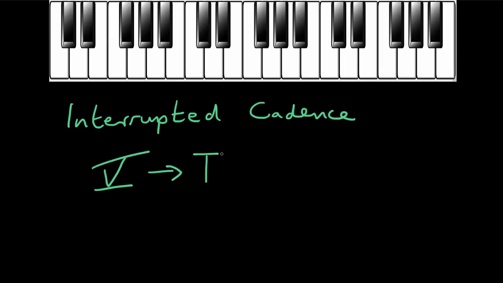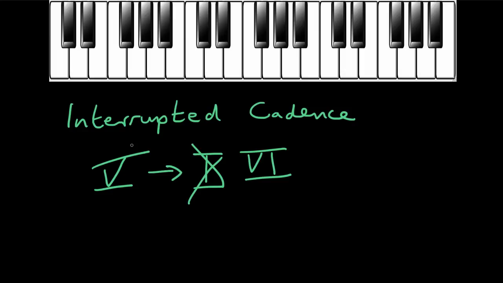Now, in an interrupted cadence, what happens is we say, well, we're not going to give you what you expect. We're not going to give you chord 1. We're going to give you chord 6 instead. And so while we start the cadence the same way, on chord 5, we change the path, we change the course of the harmony so that we finish on chord 6. Now the effect of that is a real surprise.